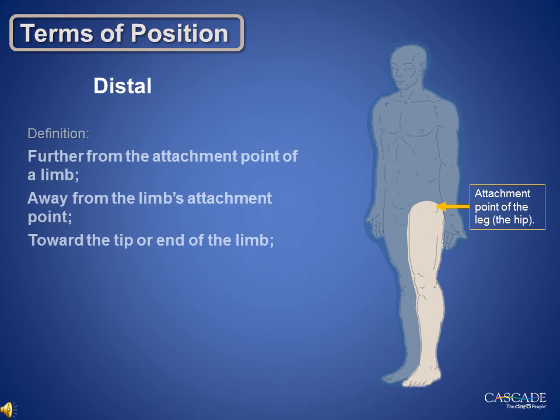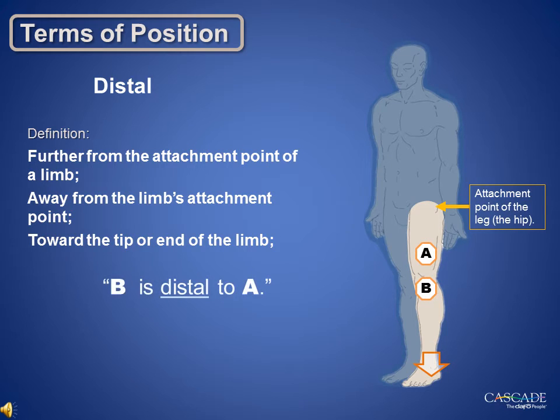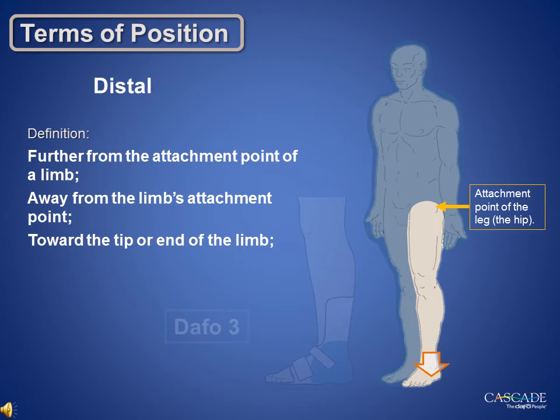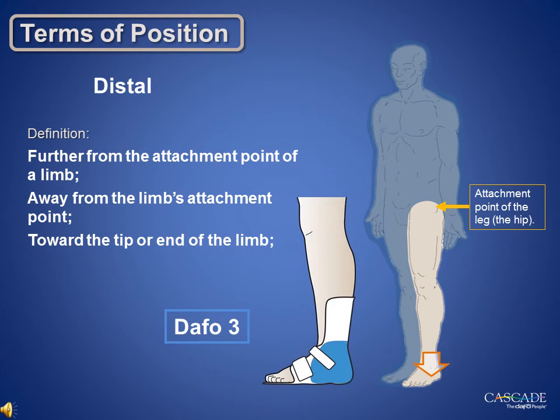Distal means to be further from the attachment point of the limb, in a direction away from the attachment point or the trunk or toward the tip of the limb. In this example, B is distal to A. We refer to the brace trim lines closest to the toes as the distal trim lines.